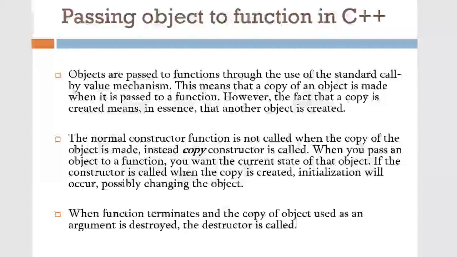So when you pass an object to a function, you want the current state of the object. If the constructor is called when the copy is created, initialization will occur, possibly changing the object. We'll talk about this important point when we see an example.